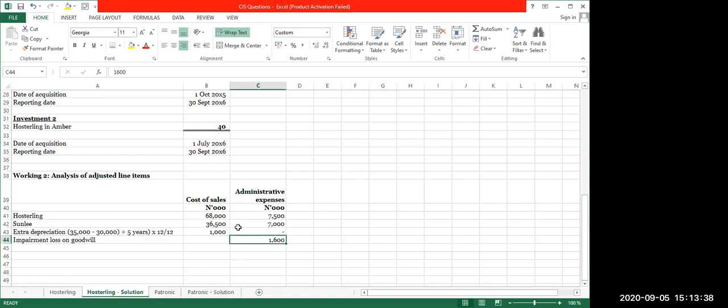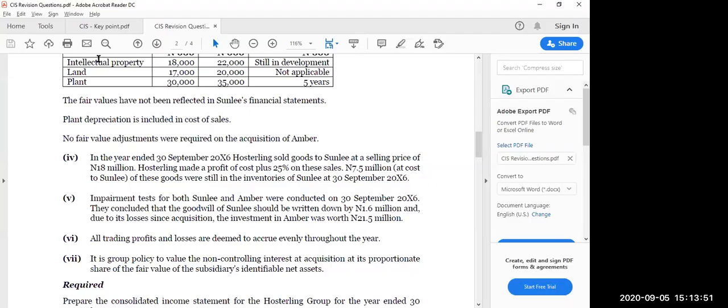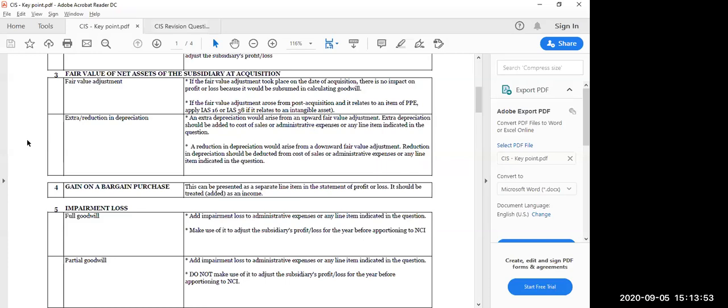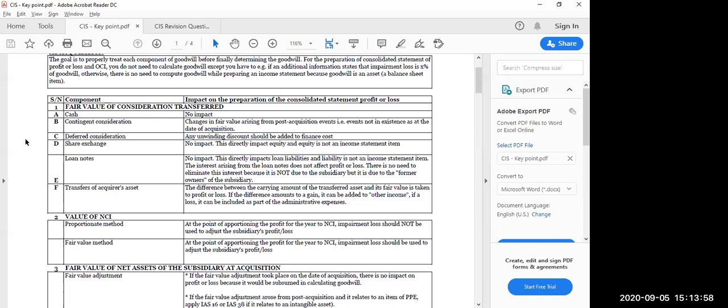So as for calculation of goodwill, we have attended to all the ingredients used in calculating goodwill. I would take you back to our small key points. Take a look at the key points. When calculating goodwill, first ingredient, consideration transferred. We have checked it in the question. It is share exchange. So because it's share exchange, no impact.